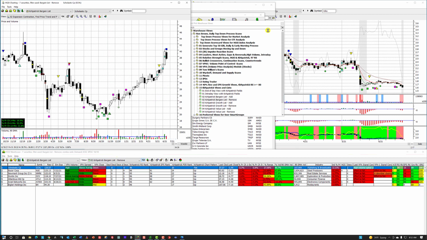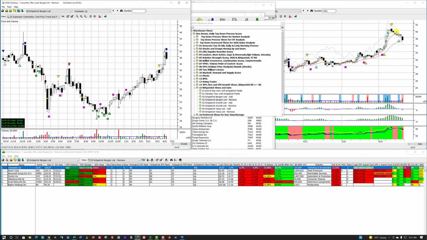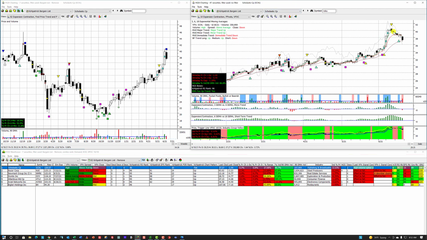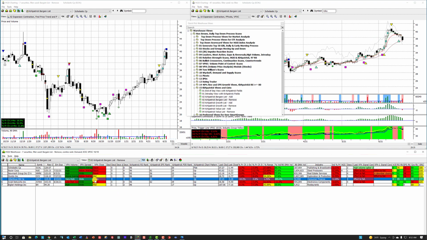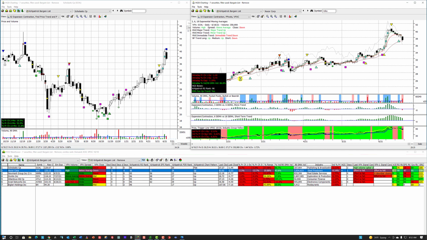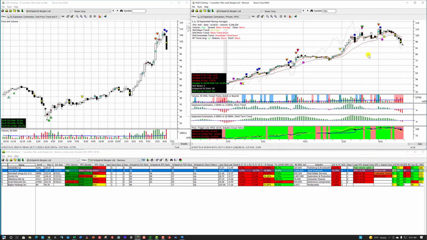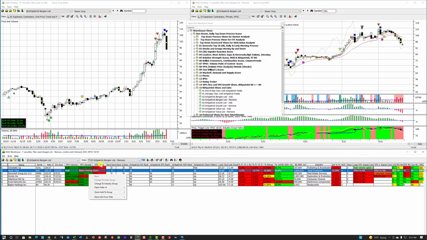So if I bring up the chart, you can see why the RS has fallen off on here, because the stock's been coming down. Let's look at Nucor. Nucor was great for a long time. Here's where the herd got in on this false breakout, and look what's happened. It's pulled back, but these are no longer in the bargain list.